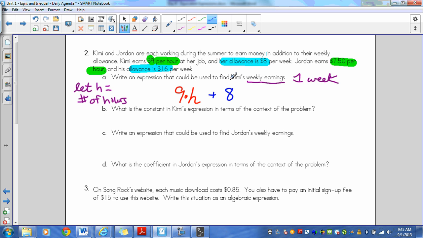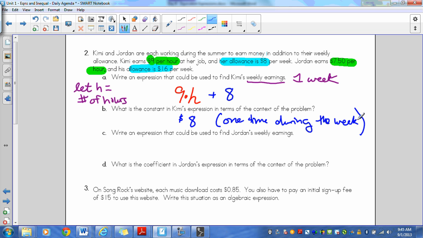She also has an allowance, and it's $8 a week. Okay, and we're only talking about 1 week, so you only add that 8 in once. That's an expression for Kimmy's weekly earnings. The constant is the $8 because she makes that one time during the week. She can work a lot of hours during the week, but she only gets the allowance once.